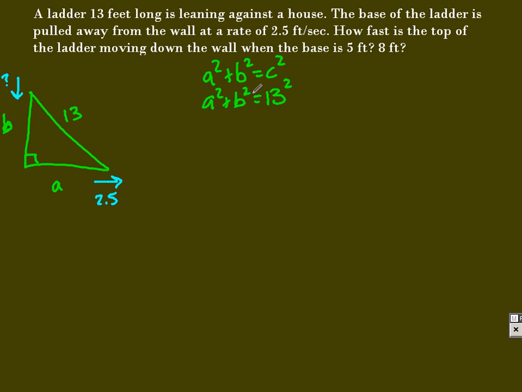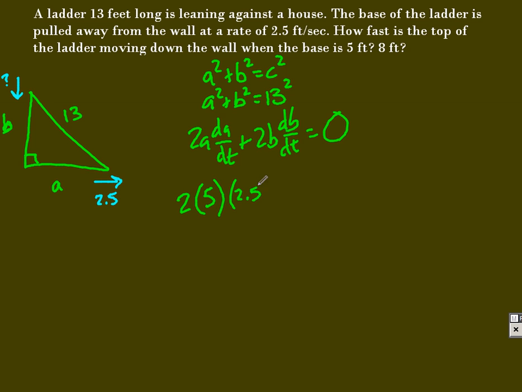All right, so take our derivative at this point. 2a dA/dt plus 2b dB/dt will equal, derivative of our number is nothing, 0. Okay, let's plug in what we know. 2 times, well, at this point the base is 5, so I'm going to plug in 5, dA/dt. How is the base changing? It is being pulled out at 2.5. That means the length of the base is increasing, so it should be a positive 2.5.